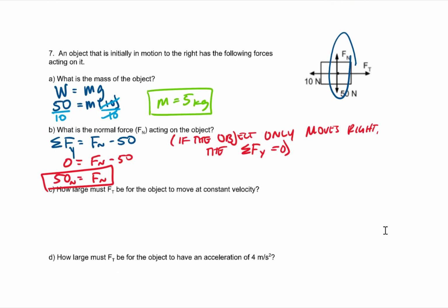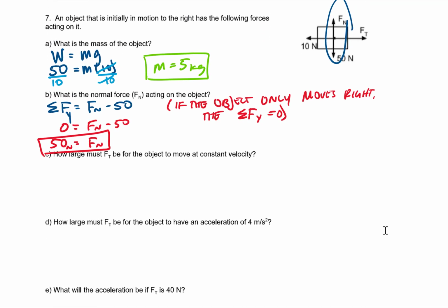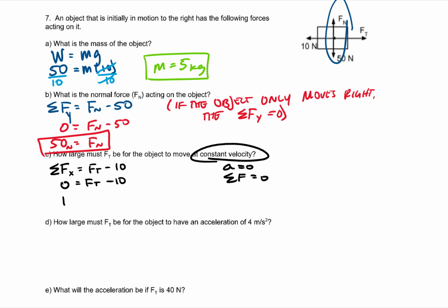How large must the tension force Ft be in order to have a constant velocity? So if we look at that, constant velocity always means my acceleration is 0, always means that the net force acting on the object is 0. So what we need to do is do the net force in the x direction. We're just going to look at those horizontal forces. I know that in the x direction I have the Ft forward minus the backward force of 10 newtons. And since the net force is 0 this time, 0 is equal to Ft minus 10. So that makes 10 equal to that tension force.